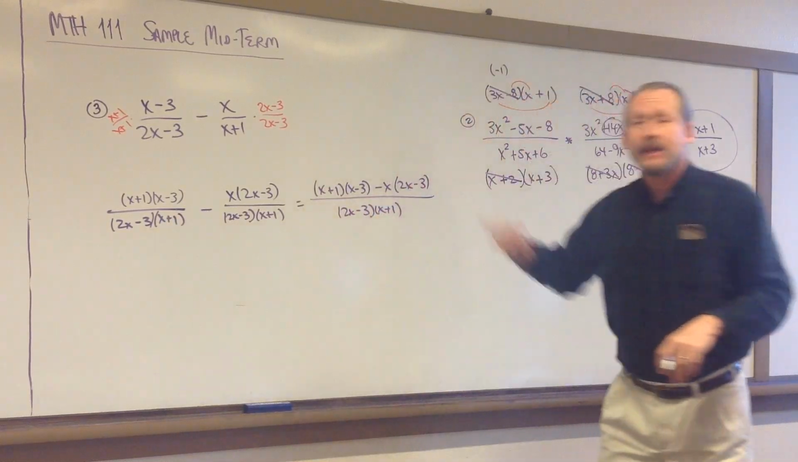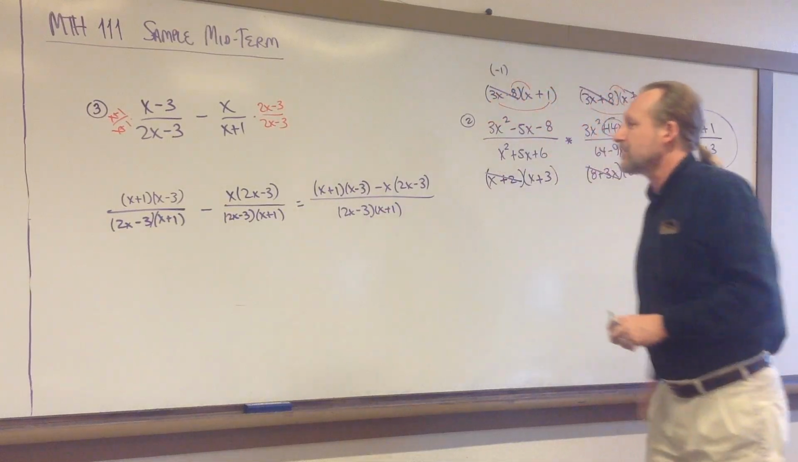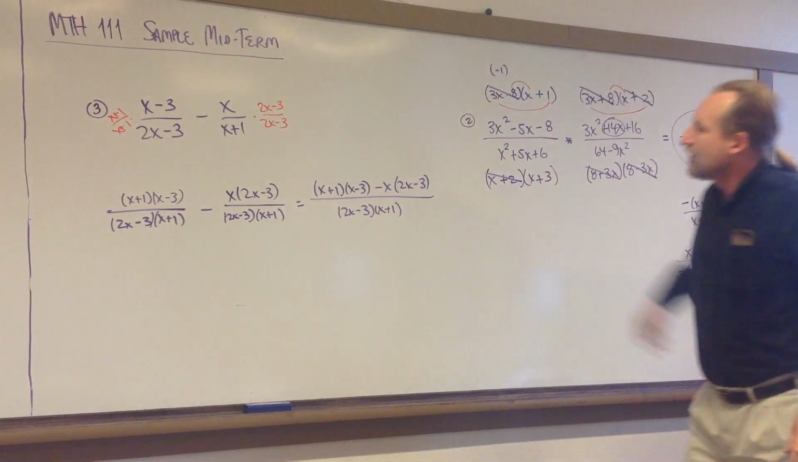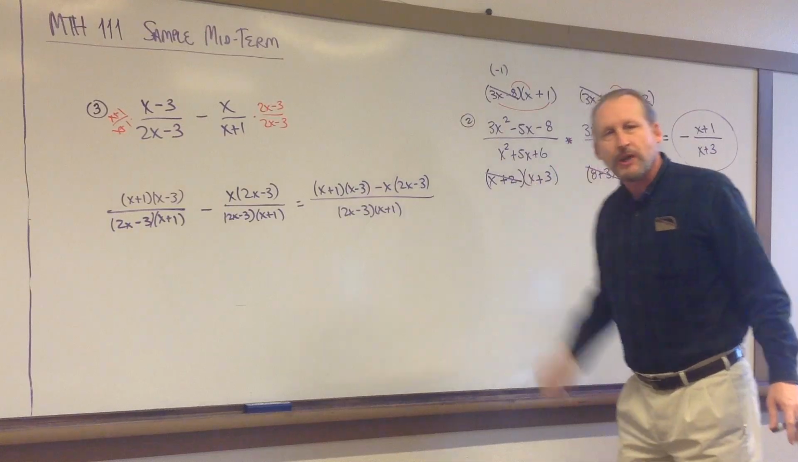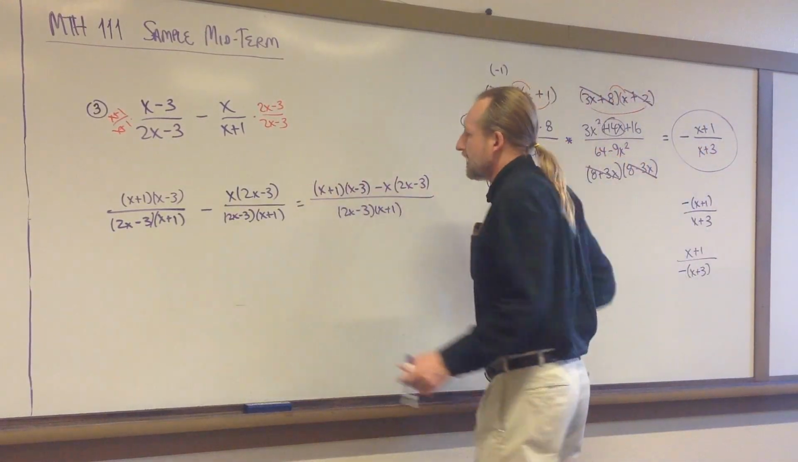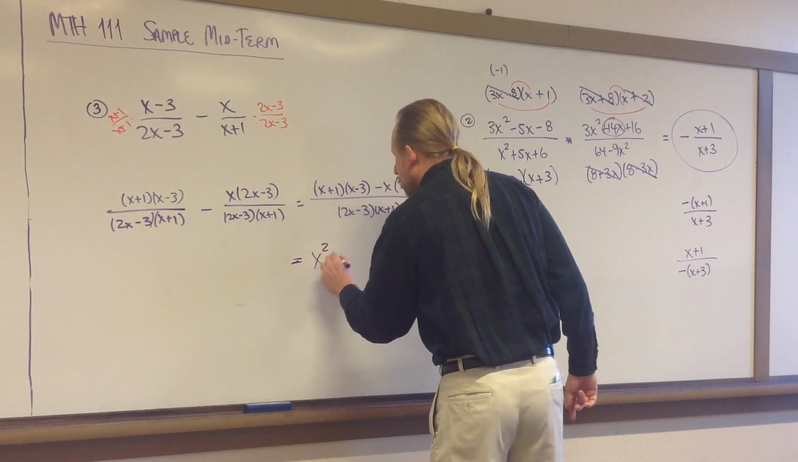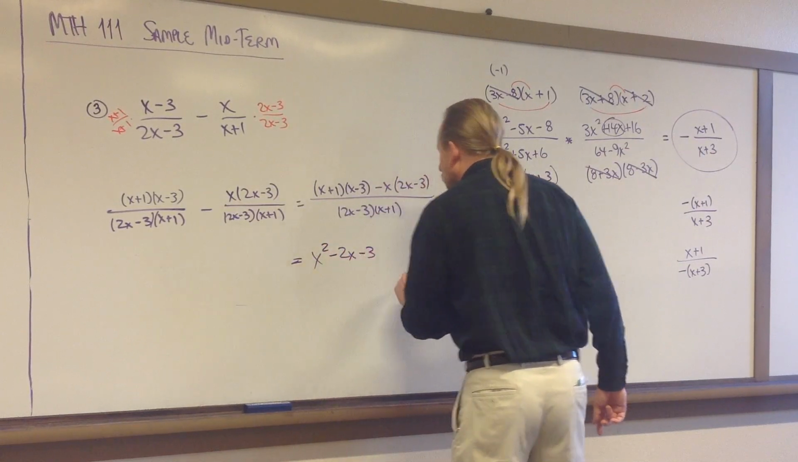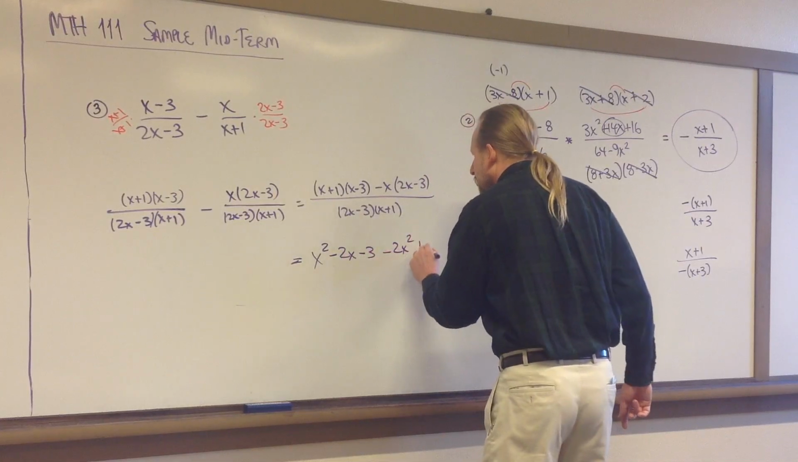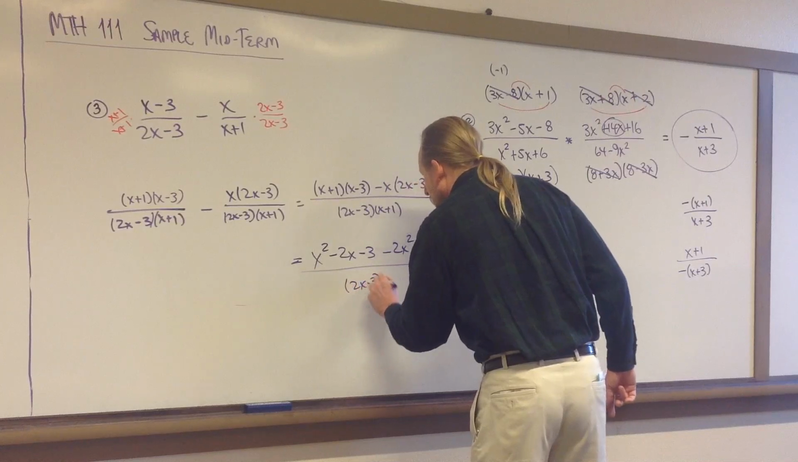Now, you can't cancel anything here. I know people really want to. It doesn't work. What prevents it from working? That subtraction sign right there. Okay? What we need to do is simplify and combine like terms in the numerator. So this will be x squared minus 2x minus 3 minus 2x squared plus 3x. And I'll just leave this thing the way that it is.